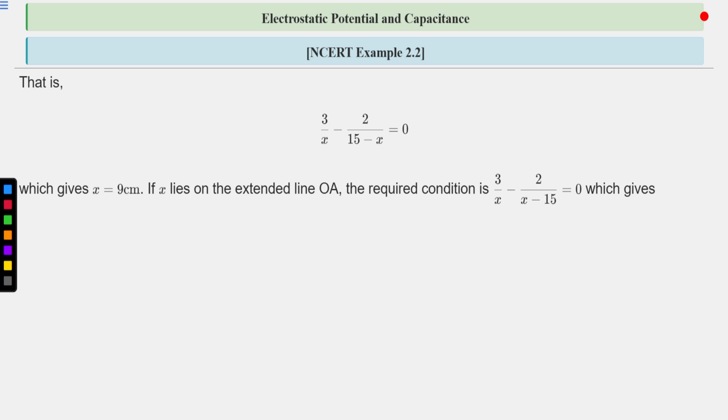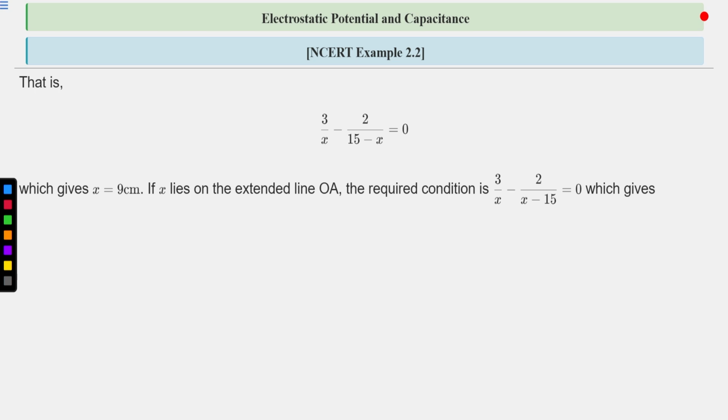Now the second case: if P lies beyond A, meaning P is not between these both charges but on the right side of the negative charge, if x lies on the extended line OA, what is the condition now? What is the distance of point P from the origin? We will take it as x. But now if P is beyond A, the distance of point P from A is x minus 15.